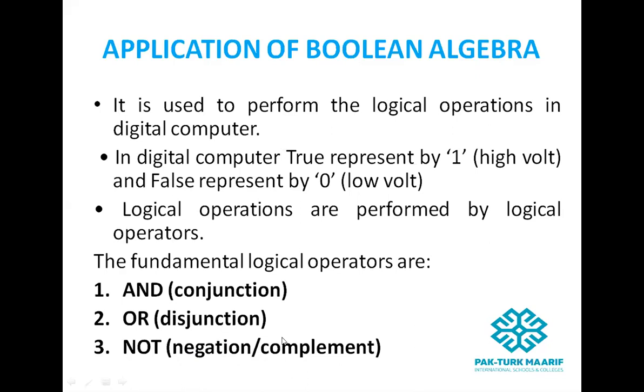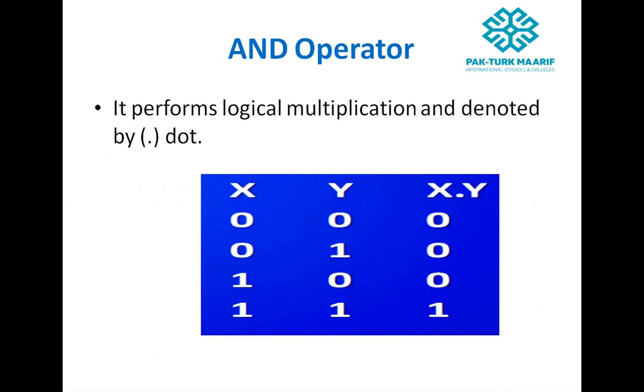In easy words, AND is a product, meaning multiplication. We can denote it by a dot. OR is a plus, addition. And NOT is a complement. Complement means inverse. So these are the three basic logical operators of Boolean algebra: AND, OR, NOT. Now we will discuss these three operators. Number one is the AND operator.